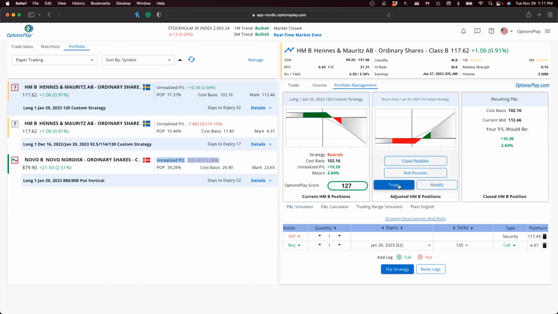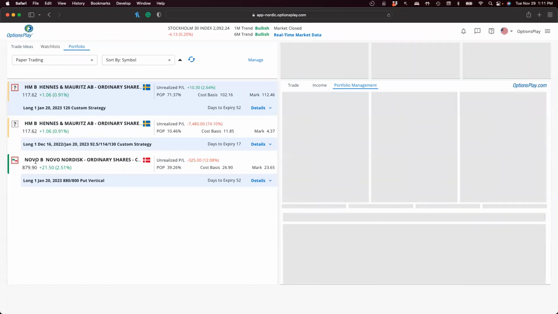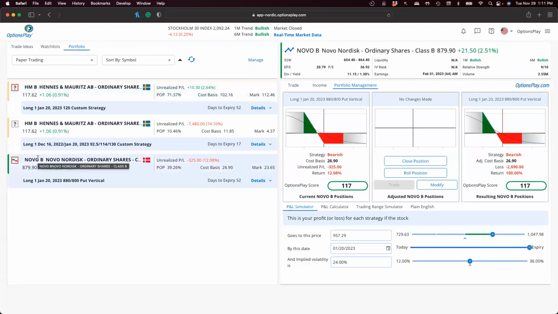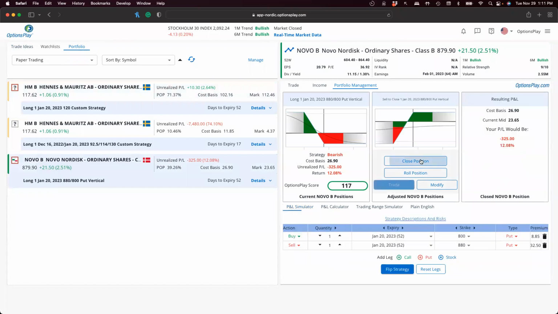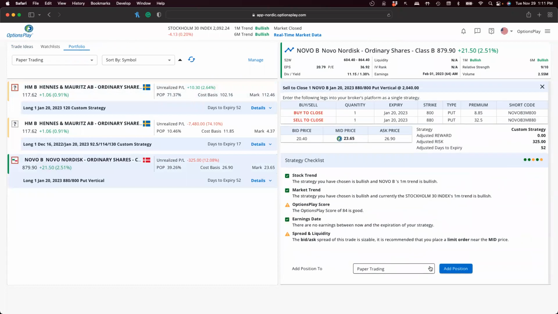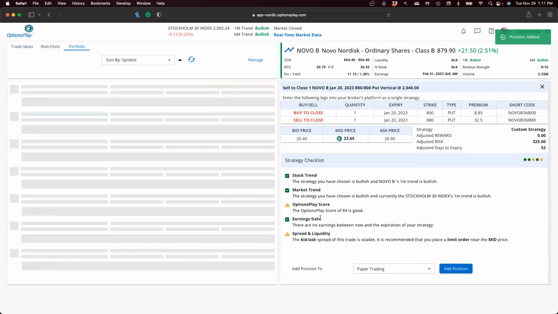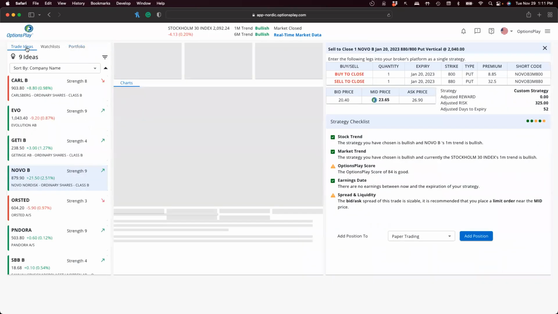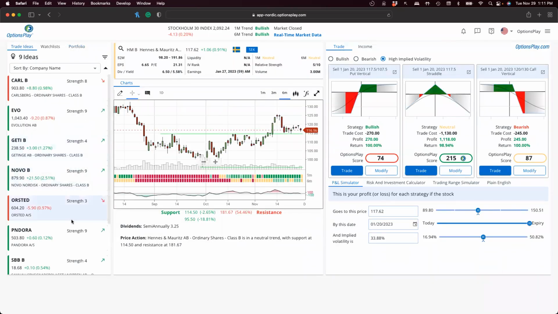You can close it out, click on trade, and it'll actually close the position from your portfolio. So you can do this by clicking on the position. You can not only track existing positions, you can also manage them. You can roll these positions, you can close these positions. So for example, if I close this position, I can add this position to my paper trading portfolio. It'll now disappear from my paper trading portfolio. So you can really treat this like a real portfolio that you're managing trades in.